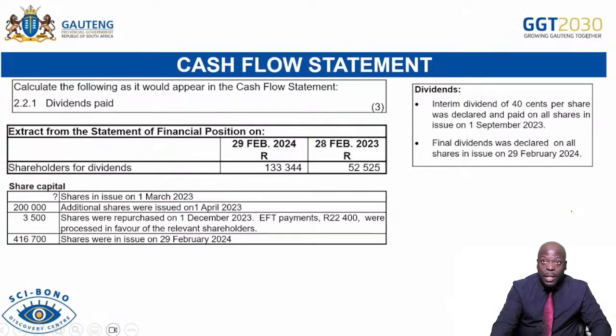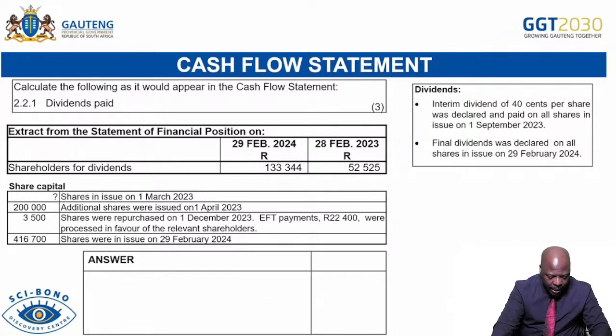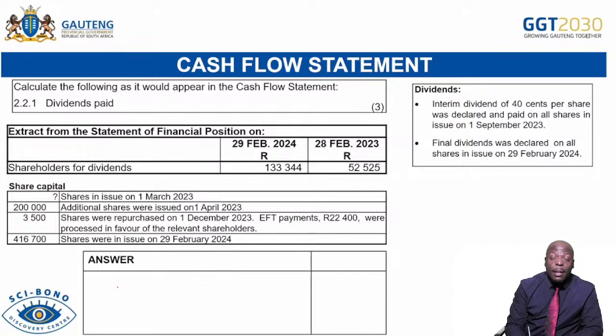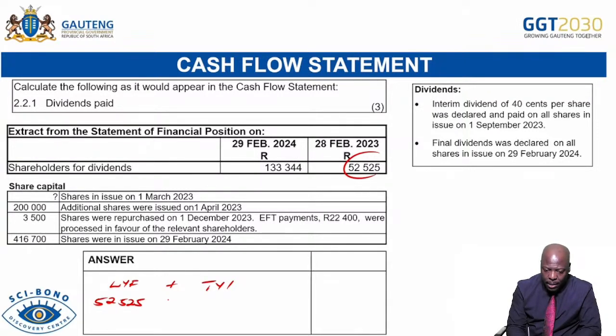Let's quickly move on to the next one, as we are slightly behind time now. Here we're going to calculate the dividends paid. To calculate dividends paid, it's easy. It is much easier and much faster just to say last year's final plus this year's interim. Last year's final is 52,525.